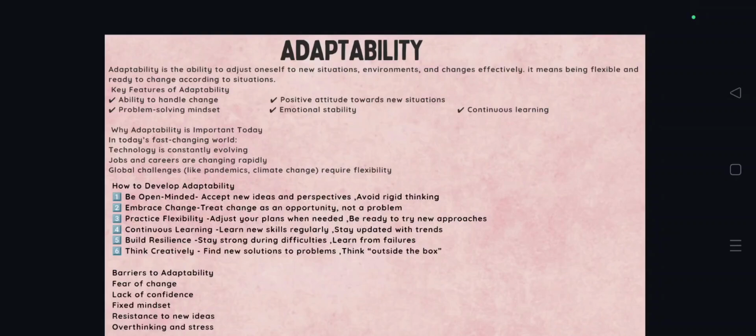So what are the barriers to adaptability? As we have already learned, people who are afraid of change, lack of confidence, fixed mindset, orthodox, rigid thinking, people who are resistant to new ideas, and overthinking and stress, these are all barriers to adaptability. These will not help us in becoming adaptable to situations. So adaptability is basically adjusting to new ideas. And this is also a very important life skill that we come across in today's world.